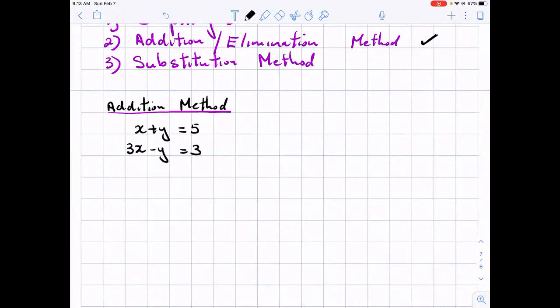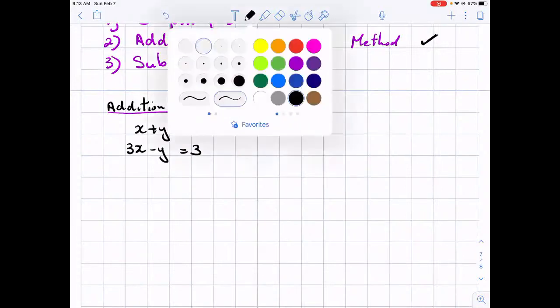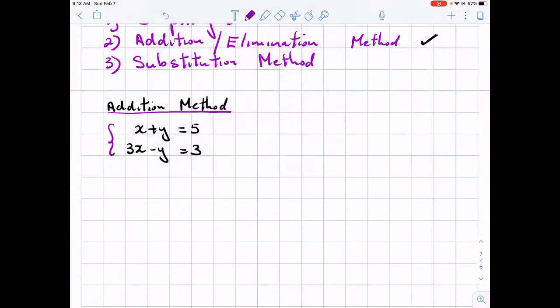Now clearly we can solve this by graphing, but we want to use the addition method. Our goal here is to always add these two equations. When we add them, we will see that in this case, the y's will cancel. Okay? The y's will cancel. In some cases, or in most cases, this will not happen, and then you just have to perform a step before.